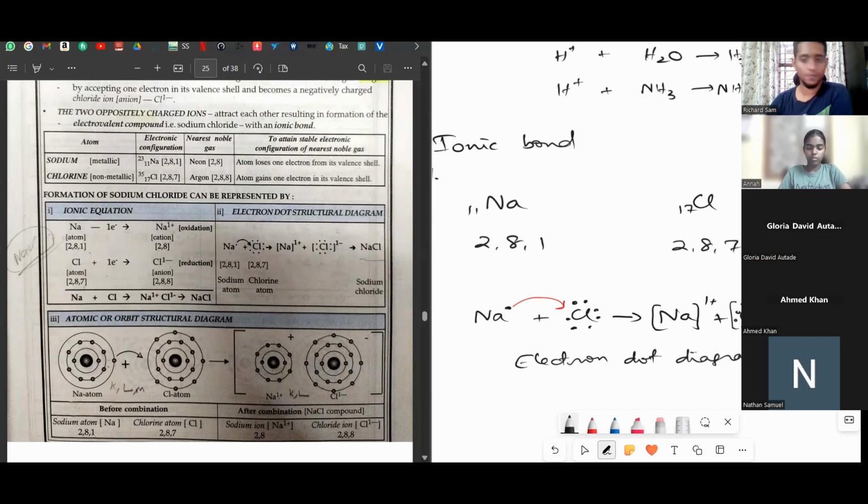The ionic bond and electrovalent bond are the same. Yes, it's the same. Okay, is everyone clear how to draw the electron dot diagram?